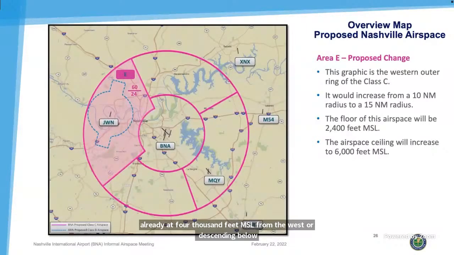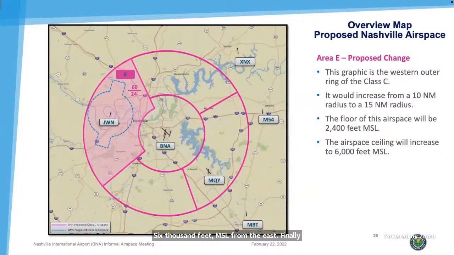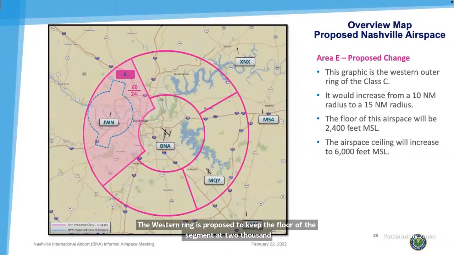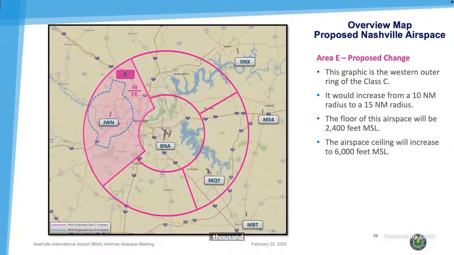Finally, this graphic shows the western ring of the proposed airspace, called Area E. The western ring is proposed to keep the floor of the segment at 2,400 feet MSL. This airspace overlies John C. Tune Airport, which has Class Delta airspace up to but not including 2,400 feet MSL. The outer radius increases from 10 to 15 nautical miles, and the airspace ceiling increases to an altitude of 6,000 feet MSL.